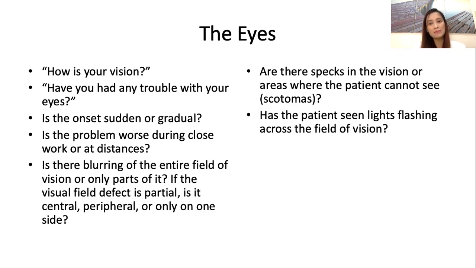Sometimes you can also ask patients if there are any specks in the areas where the patient cannot see. So there's a spot there that's blind. That can signal a scotoma. Or does the patient have any floaters? If they see lights flashing across the field of vision. So that can give you clues on what the patient actually has.